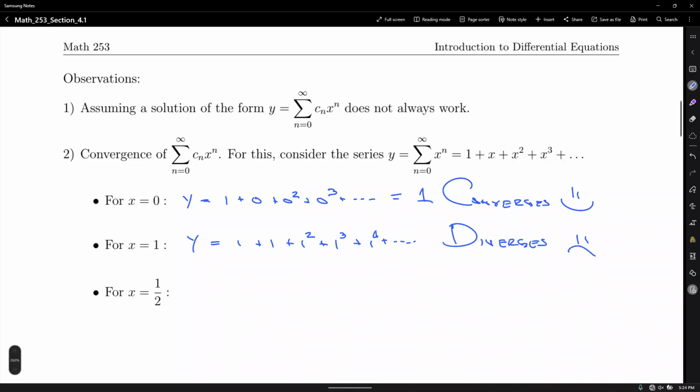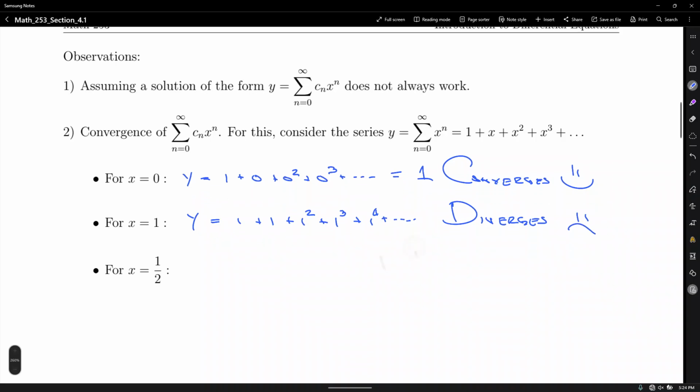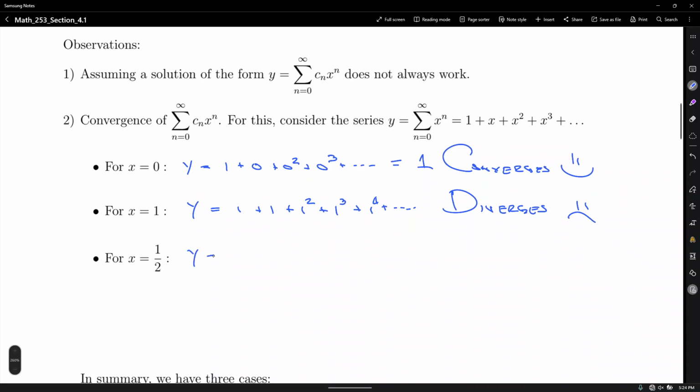For x equals 1/2, what about it? Let's do the substitution. So y equals 1 plus 1/2 plus 1/2 squared plus 1/2 cubed plus dot dot dot. But isn't that the same as saying 1 plus a half plus a quarter plus 1 over 8 plus dot dot dot?